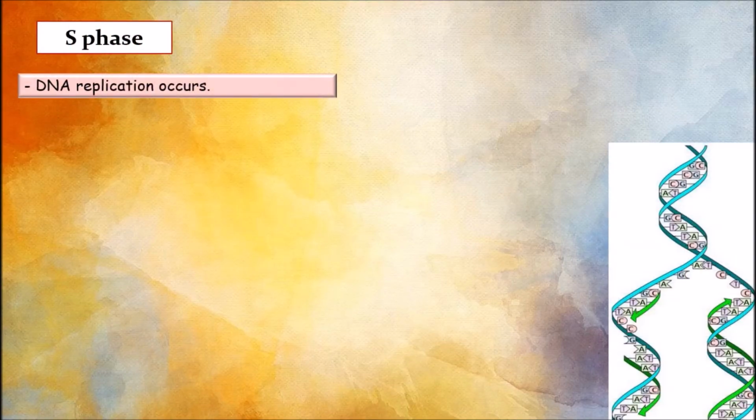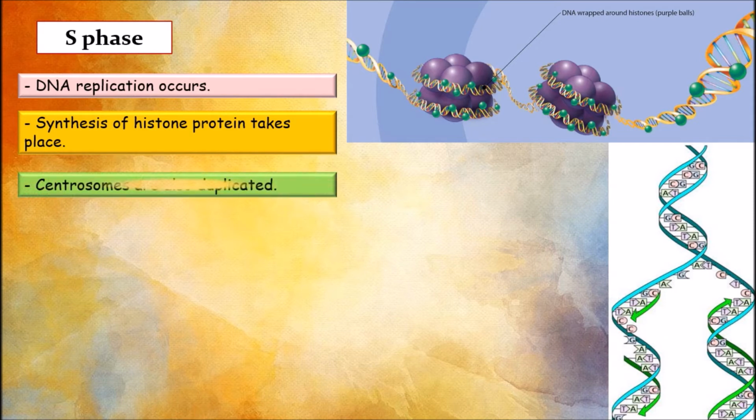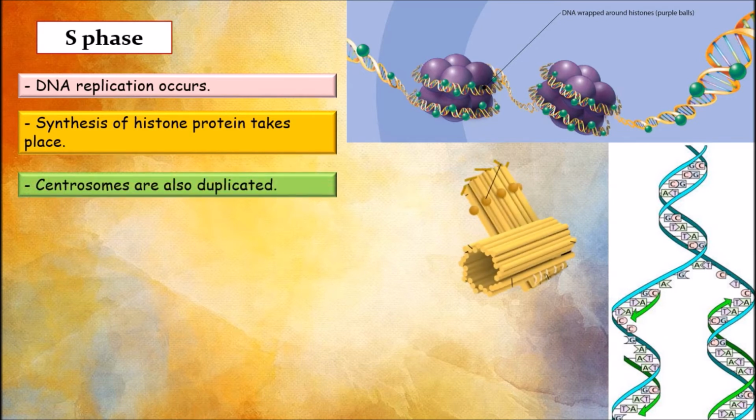S phase. DNA replication occurs, synthesizing a complete copy of the DNA in its nucleus. Synthesis of histone proteins takes place. DNA winds around histone beads and forms chromatin. Centrosomes are also duplicated, which helps to separate DNA during M phase.